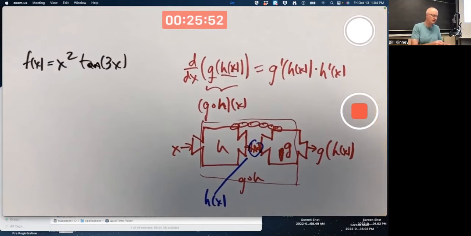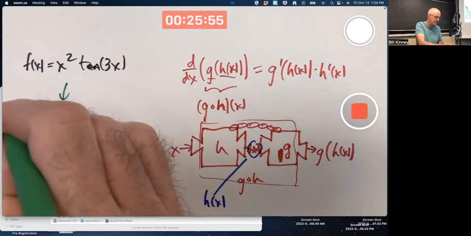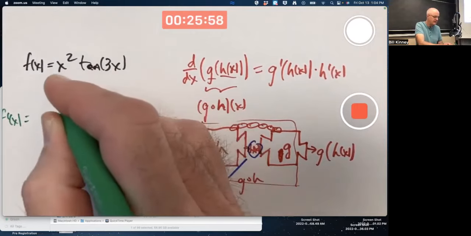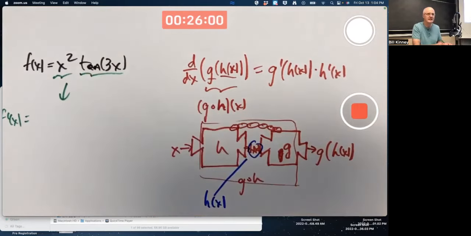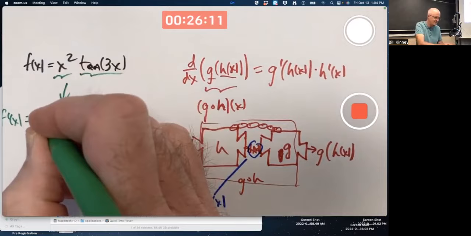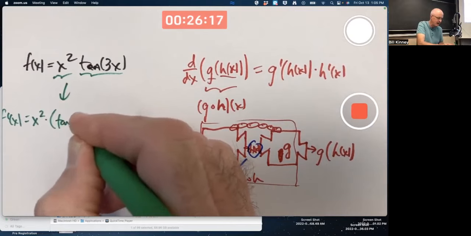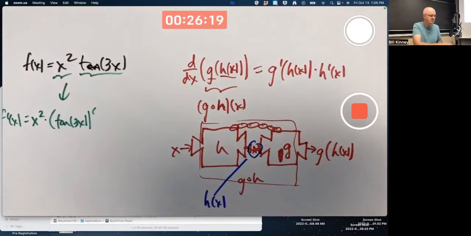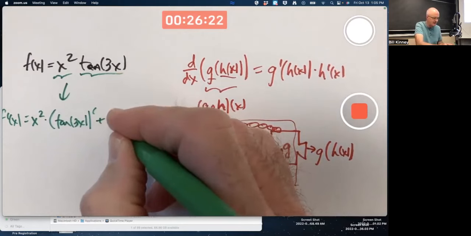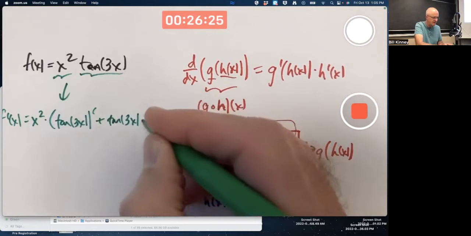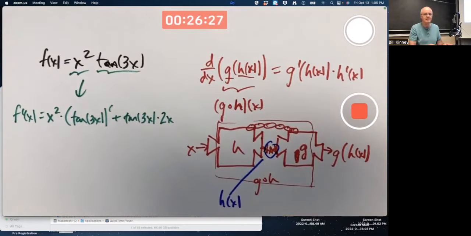Let's start doing so. I also need the product rule. There's my left function. There's my right function. Lefty d right plus righty d left. Correct? Left, x squared, d right. Oh, there's where I need the chain rule. So I'm going to just write this as tangent of 3x prime first. Plus right, tangent of 3x, d left, the derivative of x squared is 2x. I'm not done because I haven't taken the derivative of tangent of 3x yet.